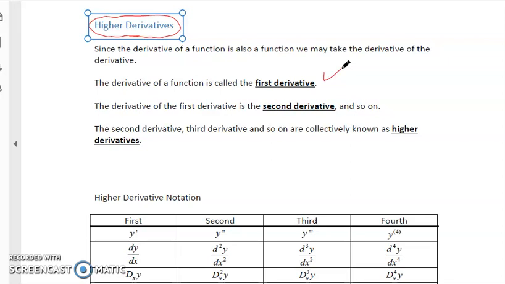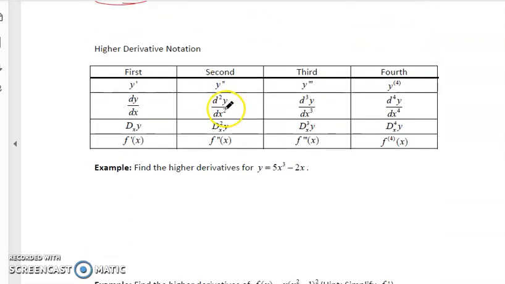But there's nothing stopping you from taking the derivative of the derivative. And if you do that, you end up with what's called the second derivative. And you can repeat this process over and over again to get the third derivative and the fourth derivative. And all of those derivatives, the second, third, fourth, and so on, are all known as the higher derivatives. So that's what we're going to learn how to do today. It's not that difficult. It's actually a fairly straightforward procedure for the most part.